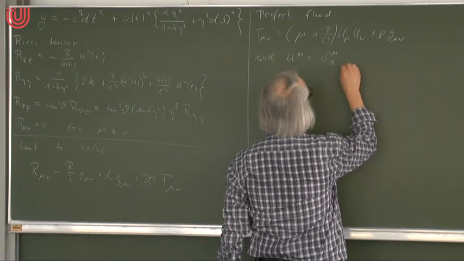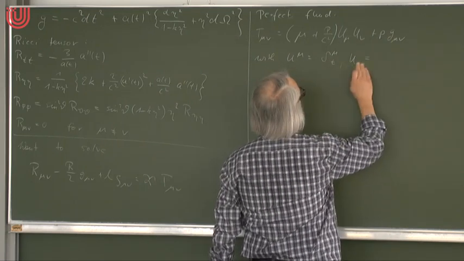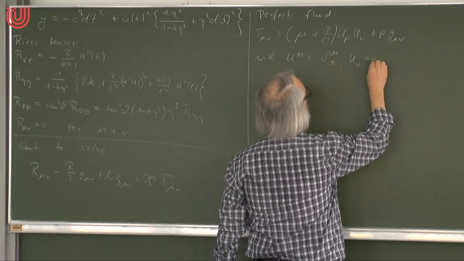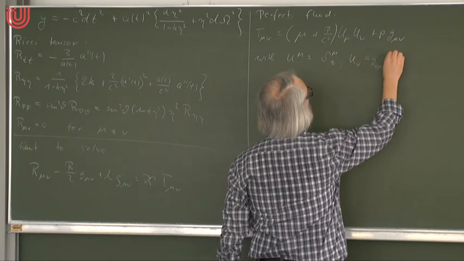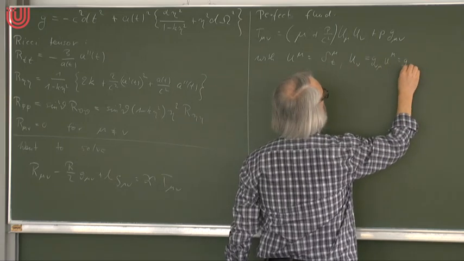And then if we pull the index, here we have the u with the index down. So u nu is then, of course, g nu mu, u mu. And if I insert the Kronecker delta here, we see that this is just g nu t.